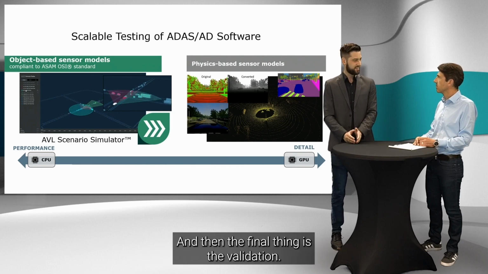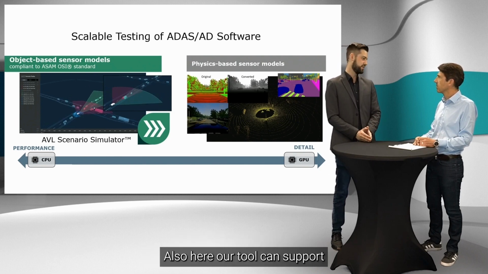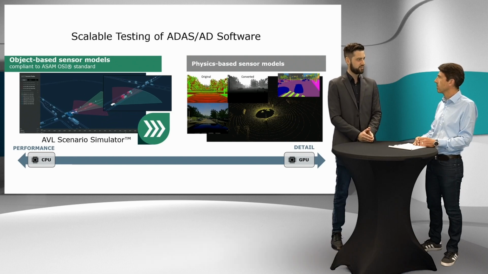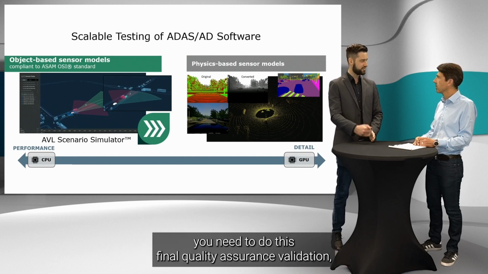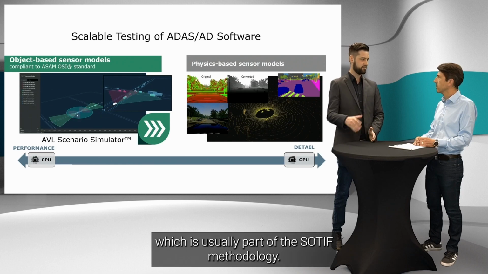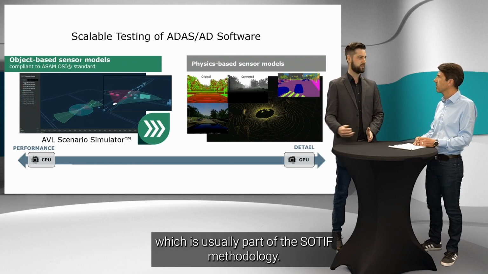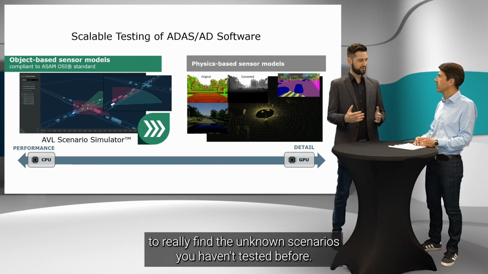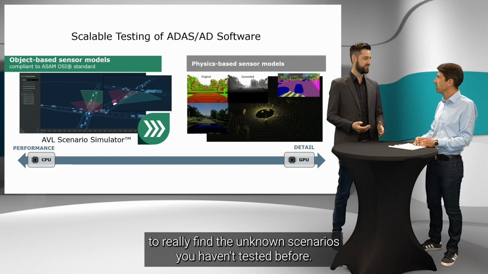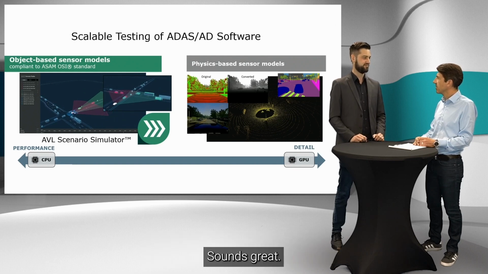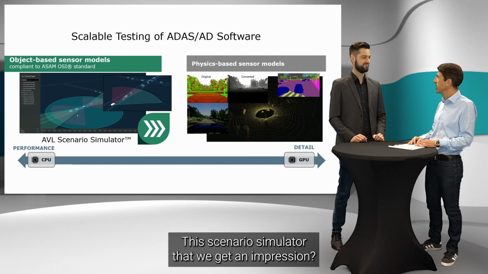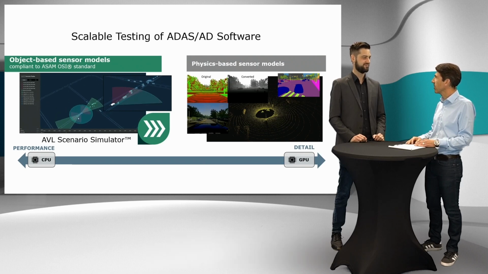And then the final thing is the validation. Also here our tool can support. This is when you say your software is mature now, and you need to do the final quality assurance validation, which is usually part of the SOTIF methodology. Here you can use our tool again to sweep huge parameter spaces to really find the unknown scenarios you haven't tested before. Sounds great. How does this scenario simulator really look, so that we get an impression of what it looks like?